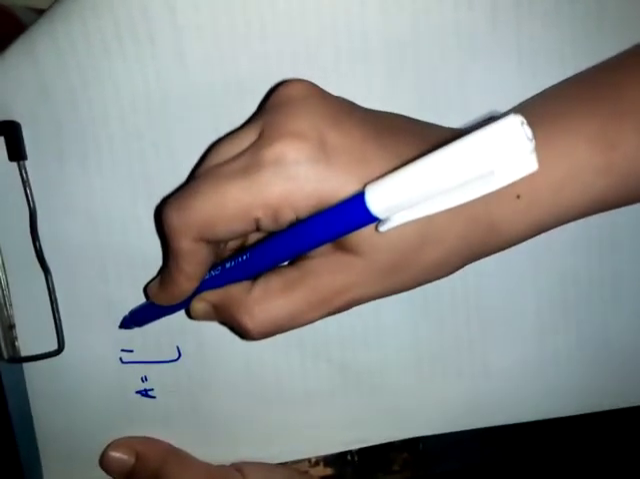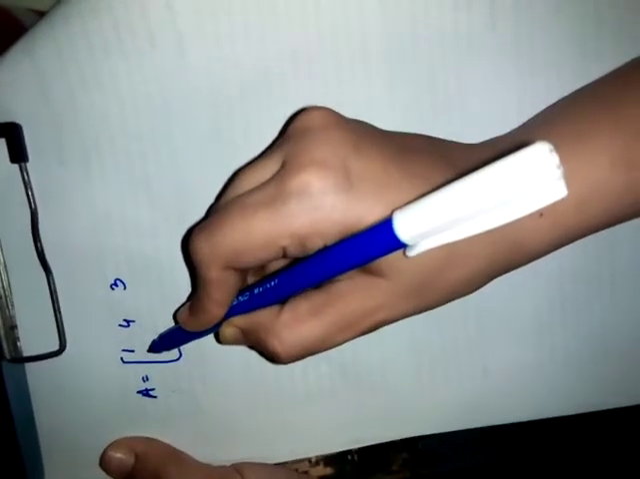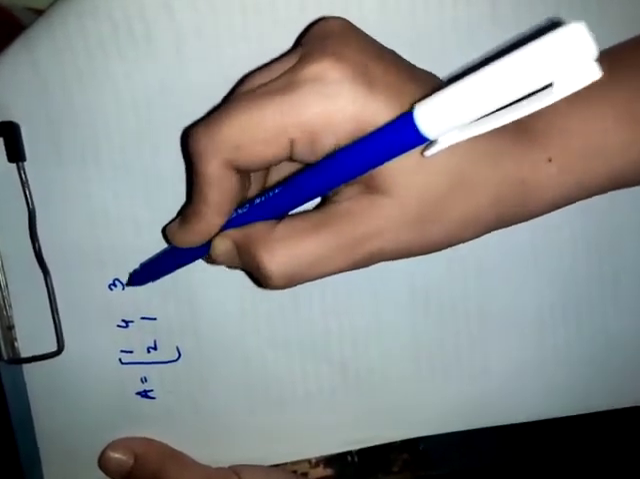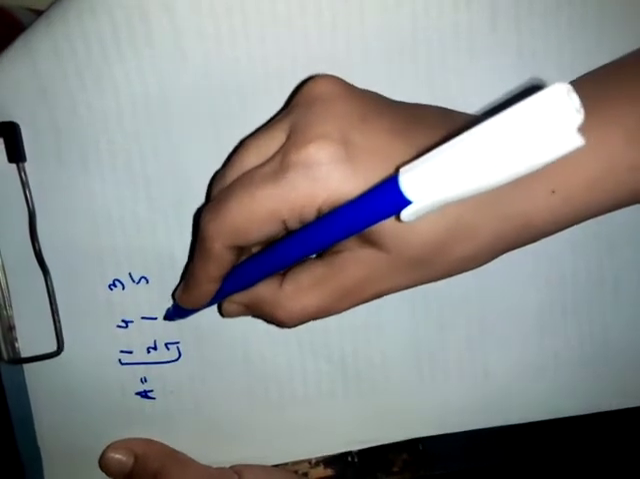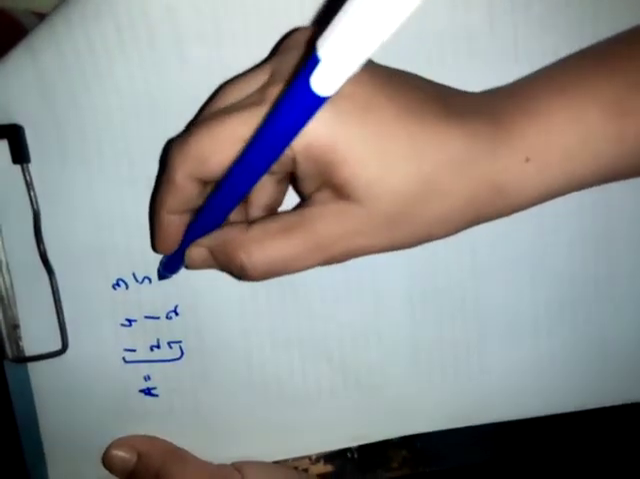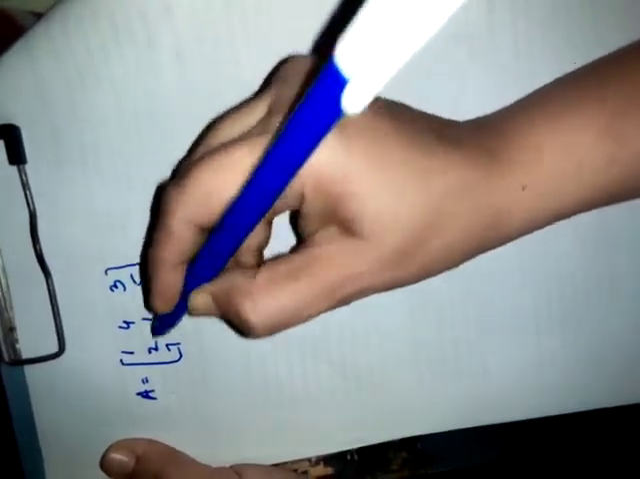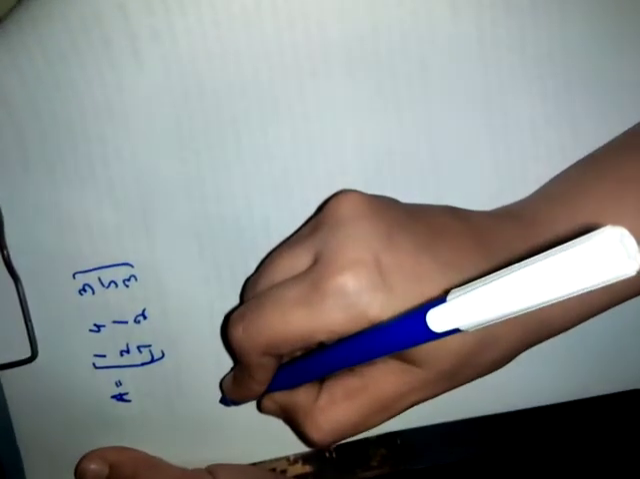The matrix is 1, 4, 3, 2, 1, 5, 7, 2, 3. We want to evaluate its inverse. First, we will find its determinant.